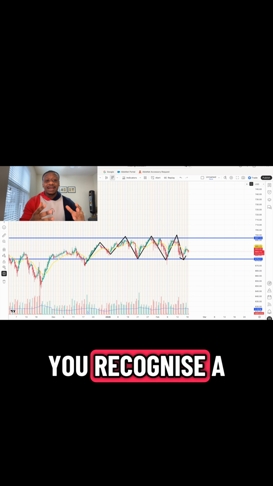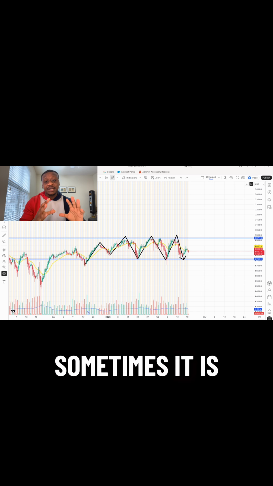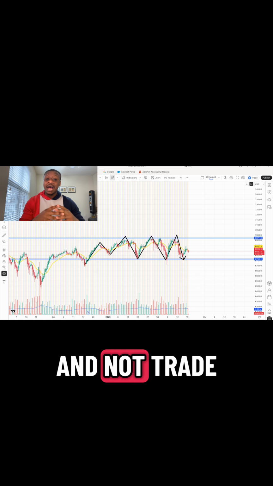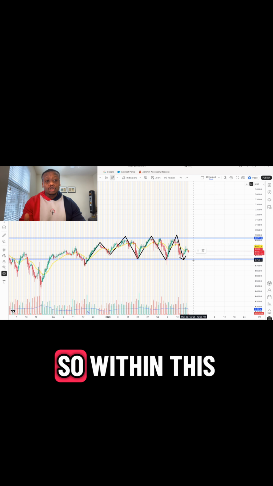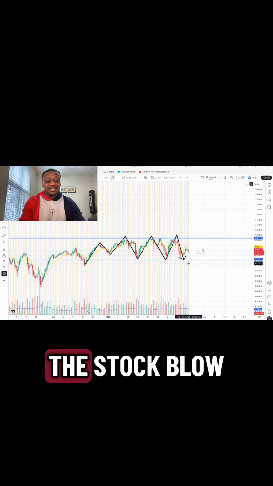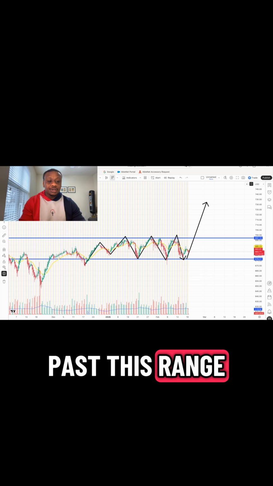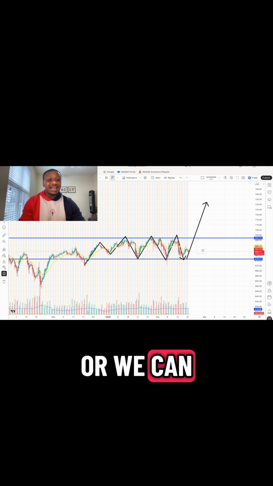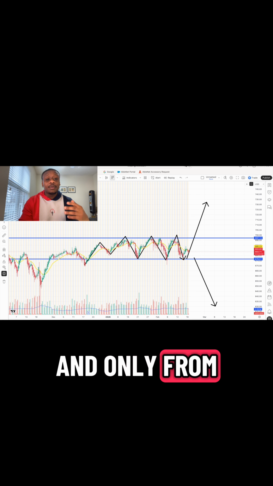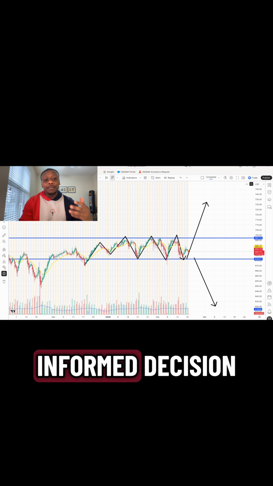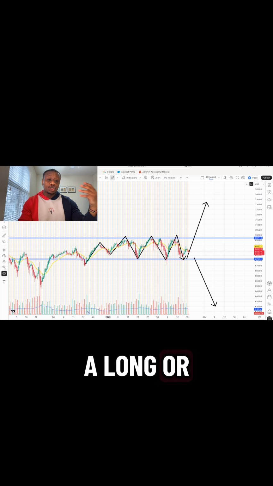So guys, whenever you recognize a consolidation pattern, sometimes it is better for you to just sit on your hands and not trade until that stock decides a specific direction. So within this range, we either expect to see the stock blow past this range, or we can expect the stock to break down from this range. And only from there can we make a more informed decision whether we want to long or short the stock.